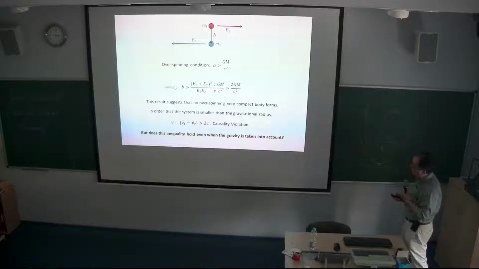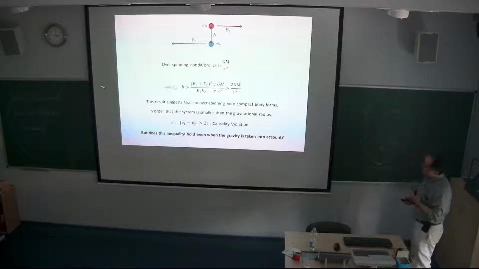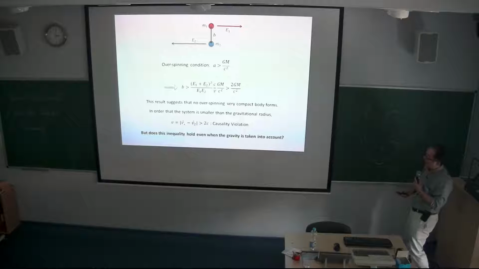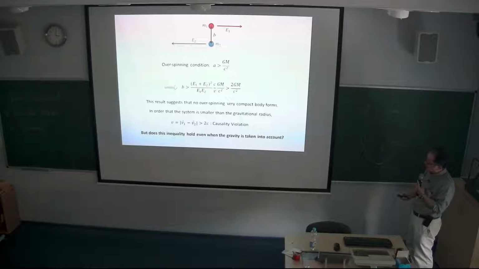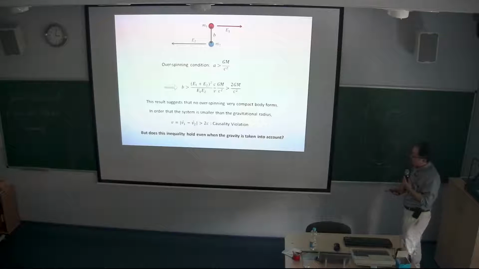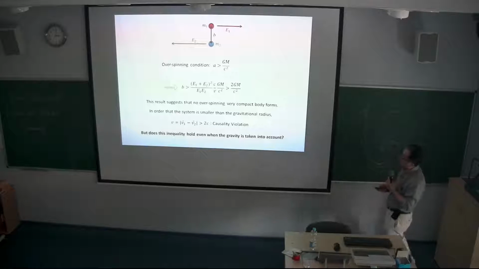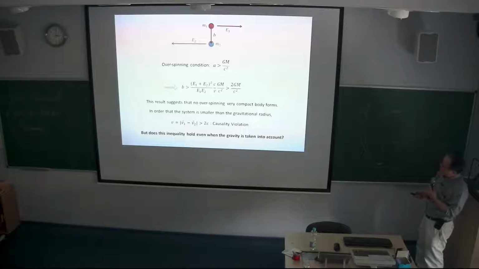Let's suppose, in order that the system is smaller than the gravitational radius, the lower bound on the impact parameter B is like this, with the speed of light. The lower bound is the gravitational radius of this system, which gives some energy violation, the dominant energy condition. This result suggests that no overspinning very compact body forms.